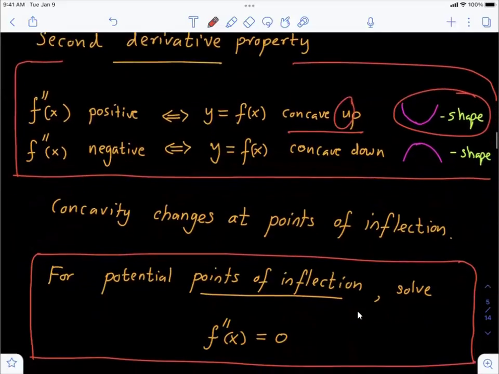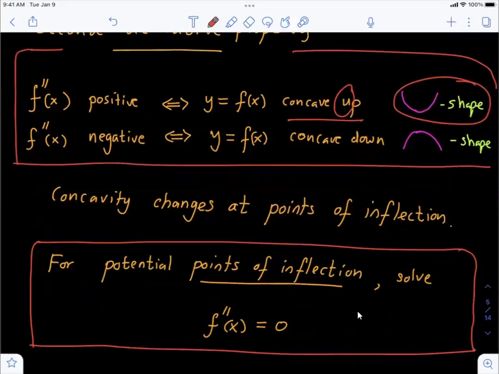Now, concavity change. The concavity can change at a given point. There could be certain points where it changes from a U shape to an upside down U shape. And we will see an example, just the same example that we saw earlier. Let's go back and analyze it in a moment. Until then, just have this in mind. Concavity can change, when it changes from concave up to concave down, or concave down to concave up. And the points at which it would occur are called points of inflection.